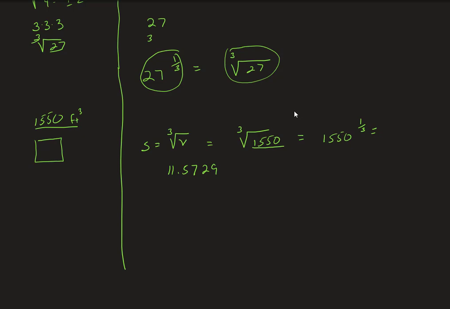We have 3 significant figures, right? The 0 isn't a significant figure. And so we need to round our answer to 3 significant figures. The 7, we'll round this up, and we should end up with 11.6 feet. So each side is 11.6 feet.